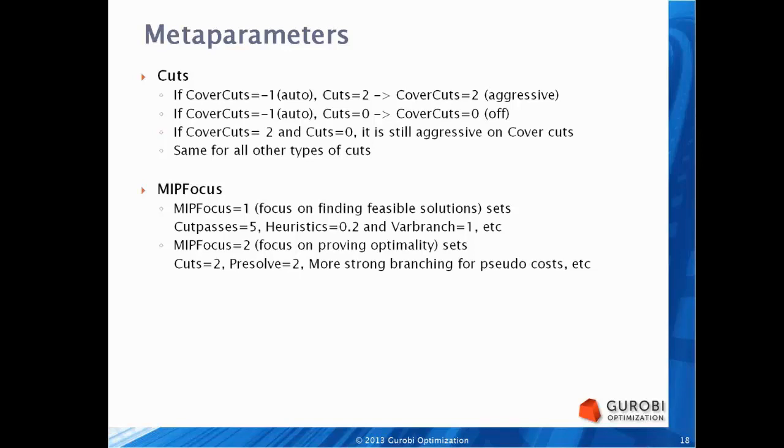The default value is 0.05. And then it sets variable branch to 1. That means use shadow cost, which is cheaper than using strong branch for pseudo cost. That's the default. Or if you want to really prove optimality, then you can set MIP focus to 2. That will set cuts equal to 2, place off equal to 2, and we'll do more strong branching for pseudo cost. And we have other meta parameters like numerics focus, but not many.